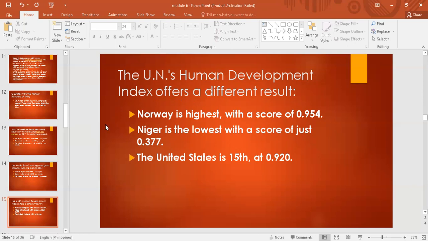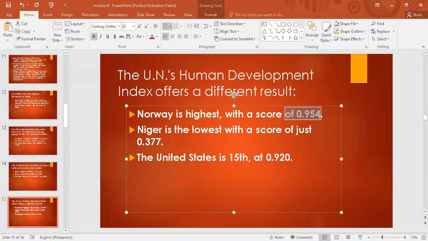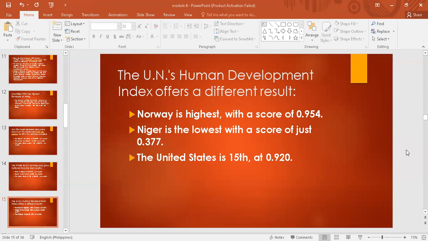Norway is the highest, no? With a score of 0.954. I am not particular on how the formula of how they computed. Pero ito yung score. Ibig sabihin daw, ang Norway ang may pinakamataas na standard of living. At Niger, the country Niger, ang may pinakamababa. And the United States only scored 0.920 kung saan sila ay rank 15.